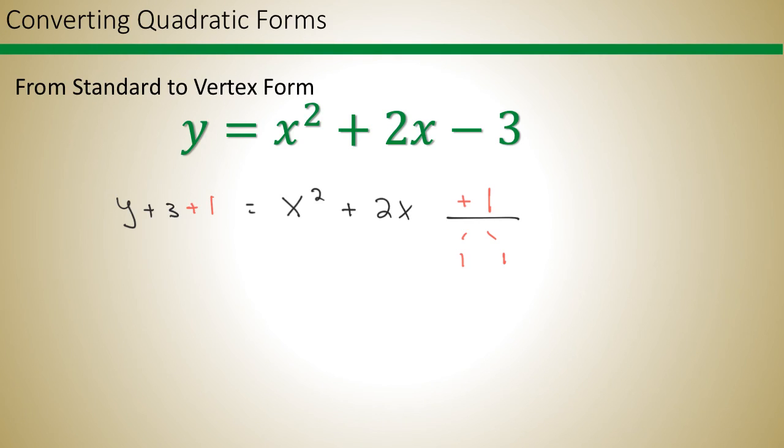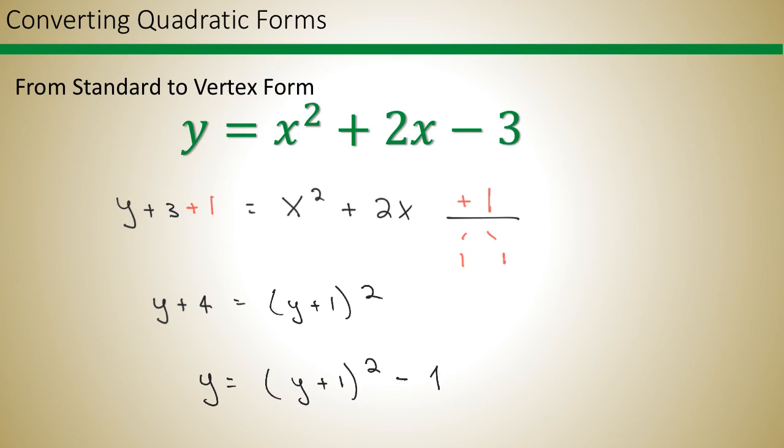Okay, simplify the left side. That's going to be y plus 4 is equal to, and we factor the right side. Factors of 1 are going to be 1 times 1. Those do add to make 2. So my factors are x plus 1 squared. And then move that 4 to the other side. So y is equal to x plus 1 squared minus 4. So that would be vertex form.